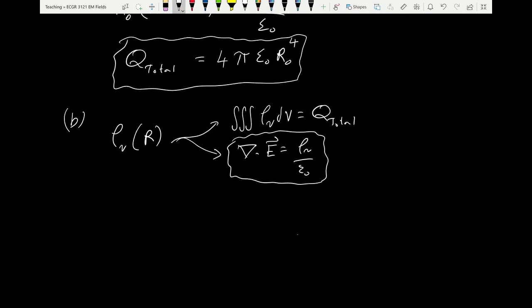Let's start with methods. I'll call this method 1, and this is method 2. Let's start with method 1.